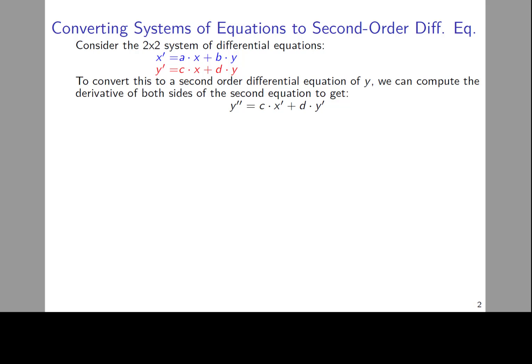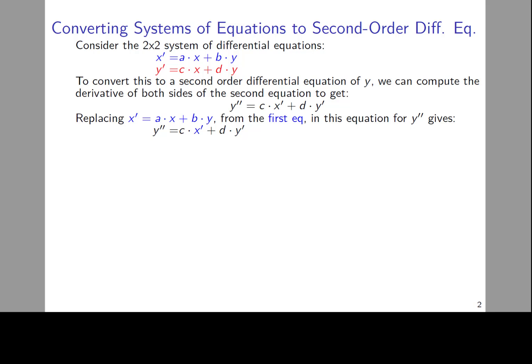in our differential equation. Replacing x prime equal to ax plus by from the first equation in this equation for y double prime gives that y double prime equals c times x prime plus d times y prime as c times ax plus by plus d times y prime. Distributing the constant c gives ca times x plus cb times y plus d times y prime.